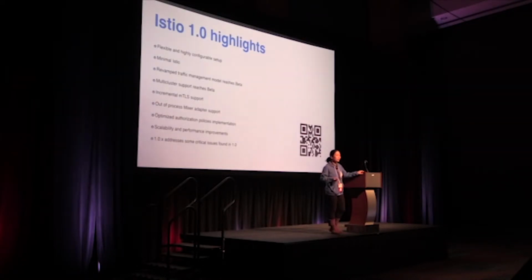Some of the highlights of Istio 1.0 is you can flexibly configure Istio. Like if you don't need Mixer because you are worried about it going to the control plane, the Mixer component, to do the policy check, you could optionally install Istio without Mixer. So that's totally possible. You can do minimum Istio, just having the Envoy sidecar and also the Pilot component. So that's totally possible too.